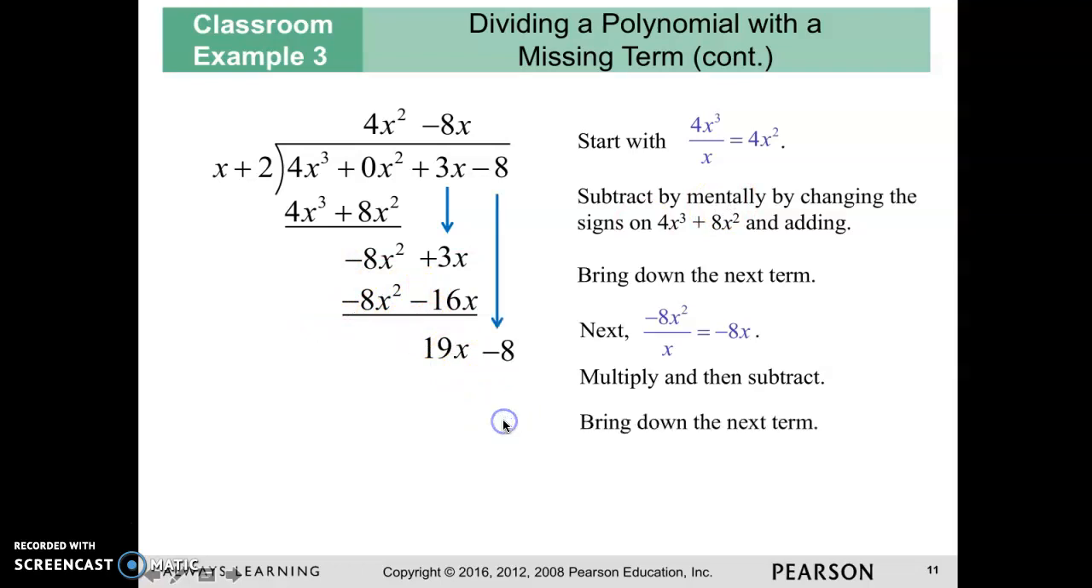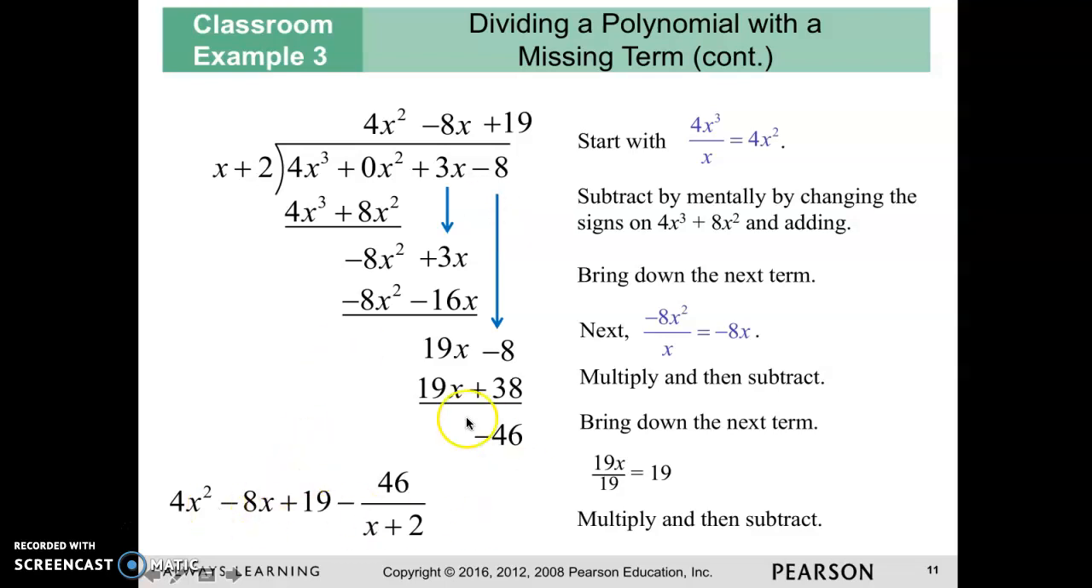Bring down the next term, which is negative 8, and then 19x, divide that by x. That's going to be 19, and multiply then subtract, you'll end up getting negative 46. When you have a 0 remainder, you don't add it, but when you have a number here, you're going to add it as such. So this is going to be 4x squared minus 8x plus 19, negative 46 over x plus 2.